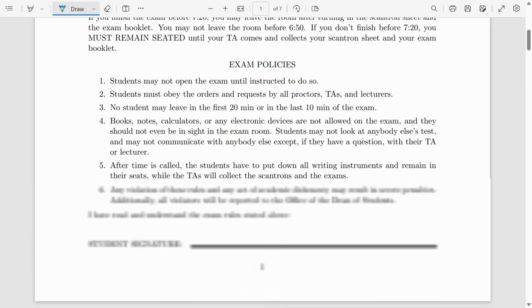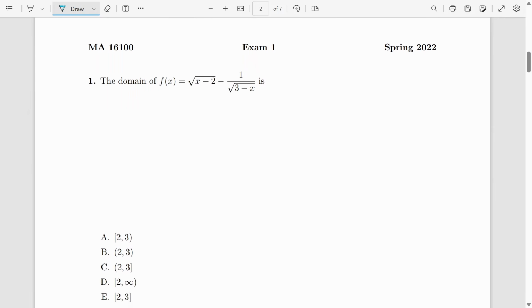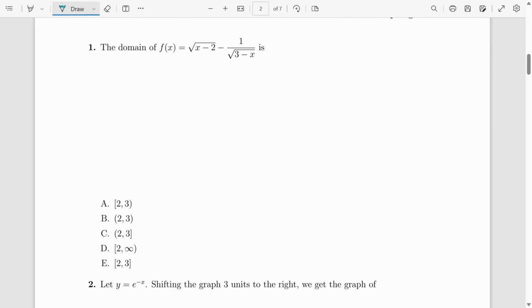So we can go ahead and get started on the first question here. The domain of f of x equals this is what? So what is the domain of the function that it gives us? So, okay, quick, what are domains? Basically, domains are just the values for x that you can plug in and it won't mess up the function or make it undefined or divide by zero or anything super weird like that.